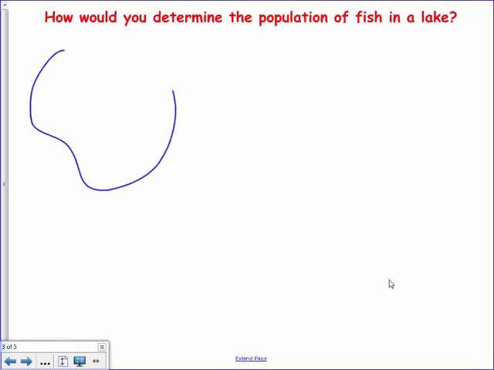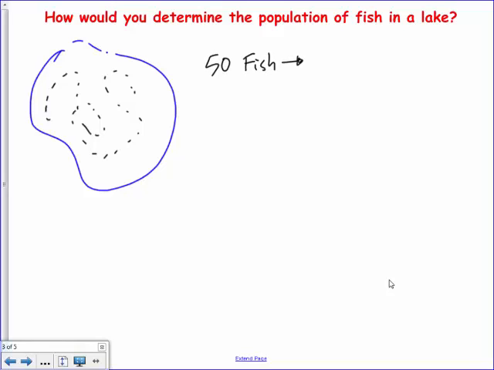So think about a lake, and just think about all the fishies in the lake, all over the place. There's fish all over. Well, what if I caught 50 fish and put tags on them? And we tagged 50 fish. So we captured them, and then we tagged 50 of the fish, and then we threw them back in the lake. So those 50 tagged fish are now in the lake.